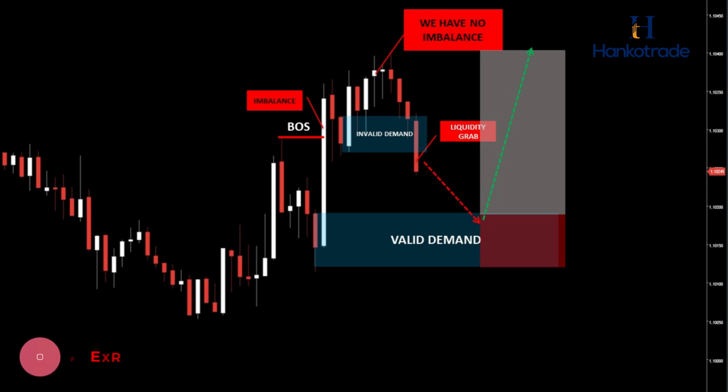I encourage you to practice these concepts on your charts, and I hope they enhance your understanding of market structure.